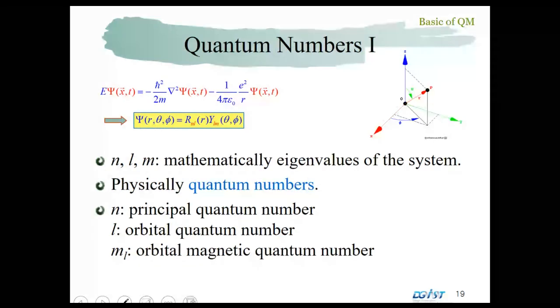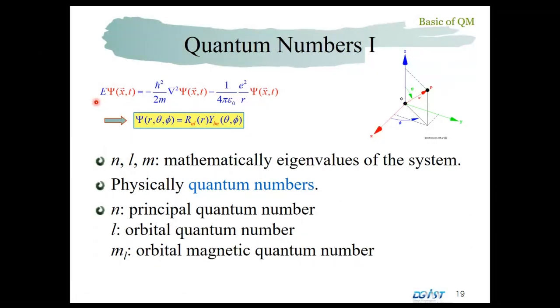Okay. So when we solve this Schrödinger equation exactly, we can obtain the solution by such an assumption: psi should be a function of r, theta, and phi in a spherical coordinate system. But it can be separated into the r-dependent function and the theta and phi dependent function, called the spherical harmonics. When you solve this partial differential equation, you can obtain the eigenfunctions of the system.